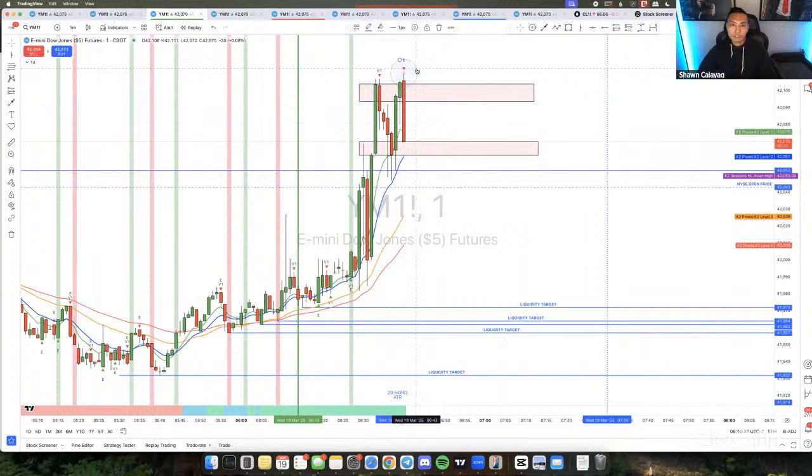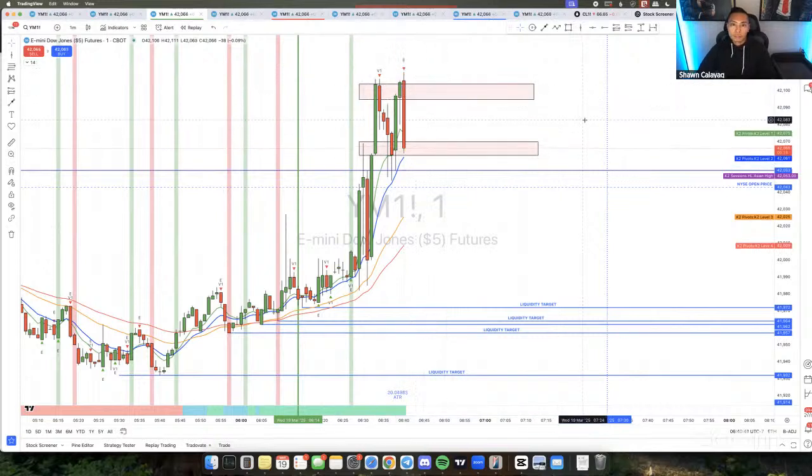It's doing exactly what we expected. This is very similar to yesterday's market. Looks like we've got to sit here for a bit.